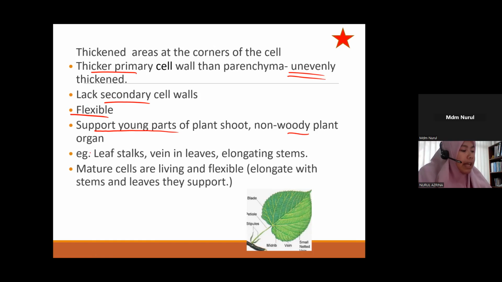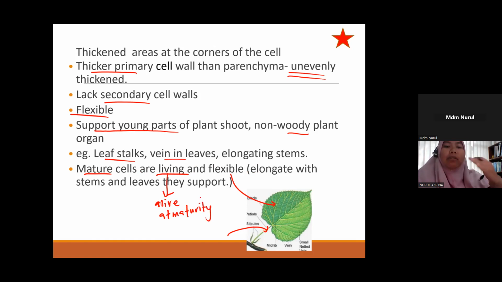And the function is to support young parts of plant, shoot, or non-woody plant organs, like non-woody plant stem. Example, it helped to support leaf stalk, veins in the leaves. So this one, leaf vein, leaf stalk, all right, or it helped to support elongating stem. Mature collenchyma are living and flexible, meaning they are alive at maturity. Okay, means it will elongate together with the stem and the leaf that they support. Okay, so collenchyma alive at maturity. Sclerenchyma dead at maturity.